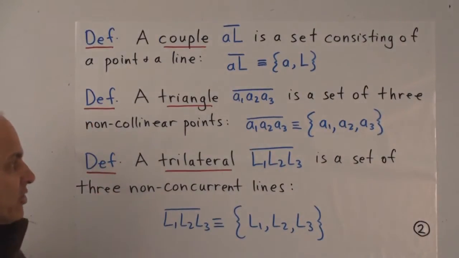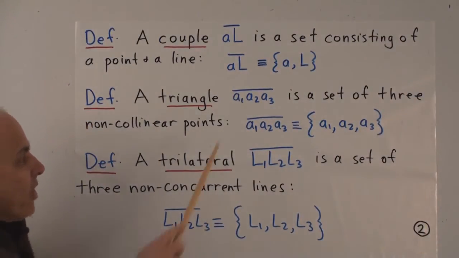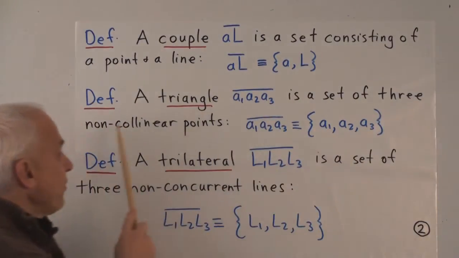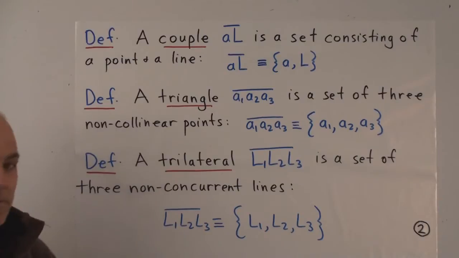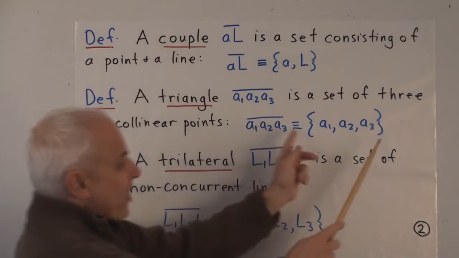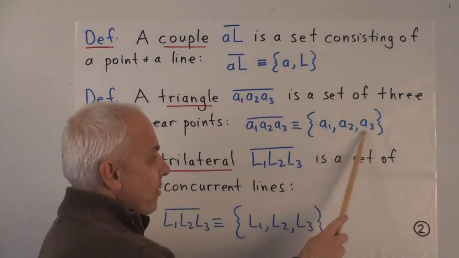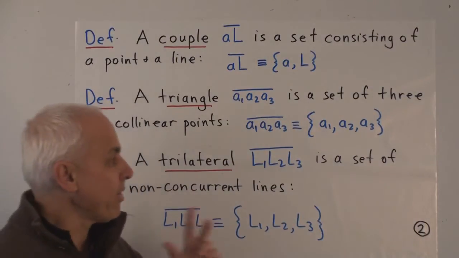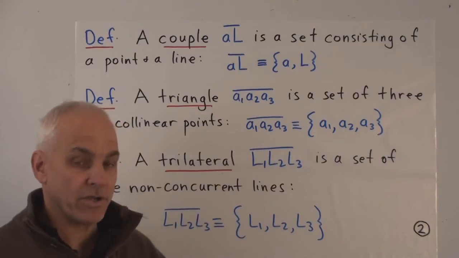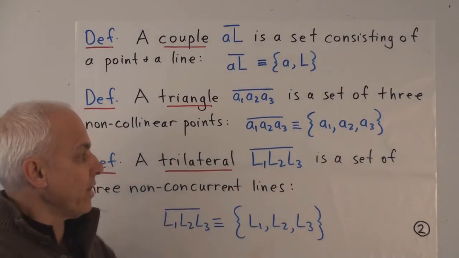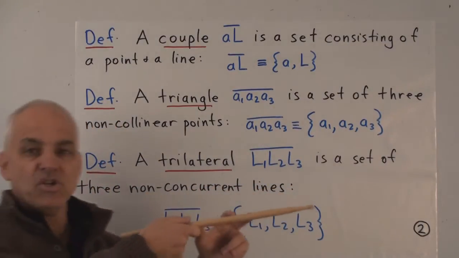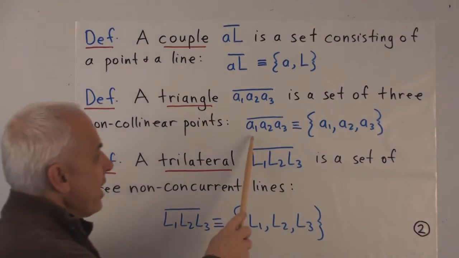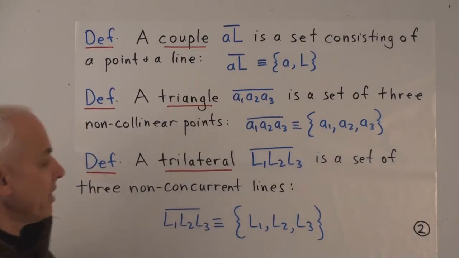So here's our definition of what a triangle is. A triangle A1 A2 A3 with a bar over it is a set of three non-collinear points. So it's a set, and inside the set are 3 points, hyperbolic points. And all we require is that those 3 points are not all on a line. They're not collinear. That would be kind of a degenerate case, but we'll exclude that. So a triangle is by definition a non-collinear set of points.